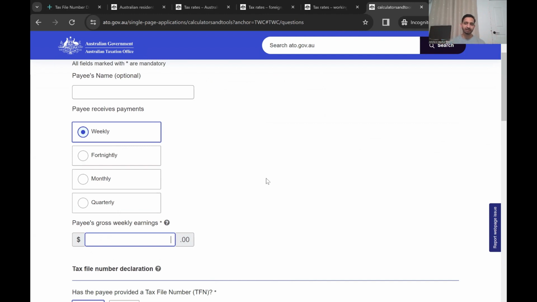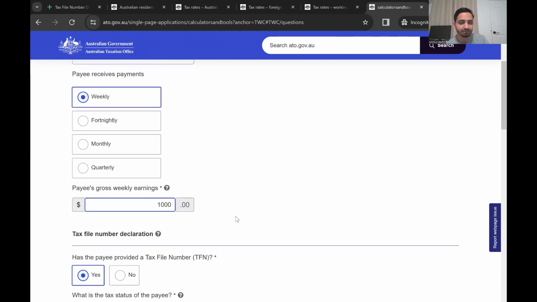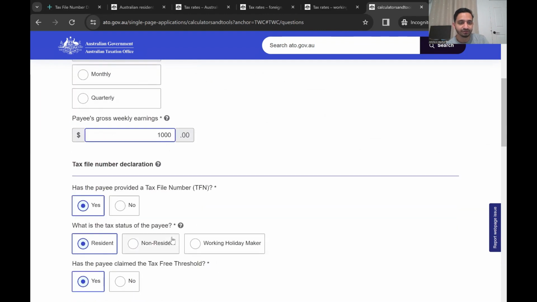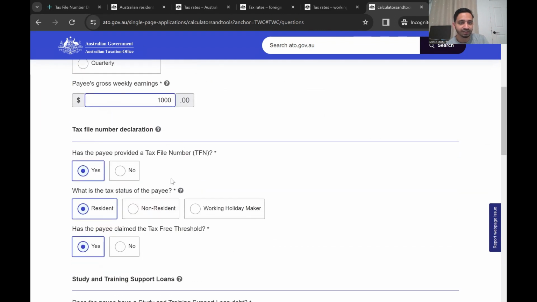I mean, what will be withheld from my income, right? So let's say I make $1,000 per week, and I put that in here. Base gross weekly income, earnings $1,000, right? TFN, yes, you provided a TFN, and you are a resident. Let's say the first example we are going to cover, we are a resident and we're claiming a tax-free threshold.